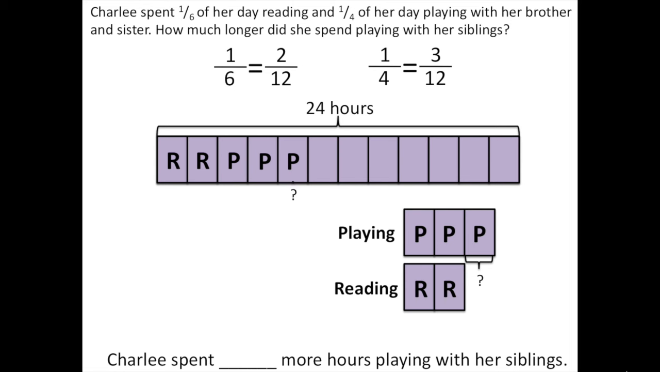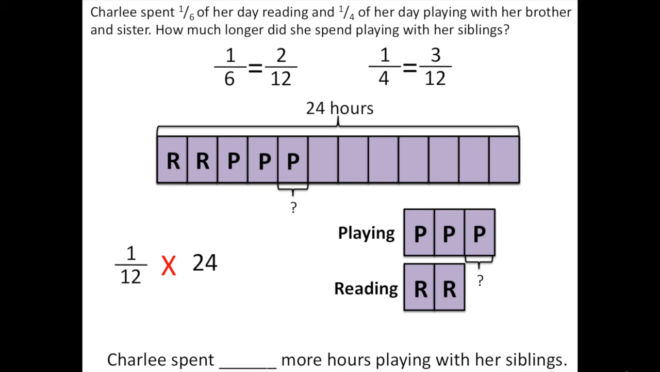So I can label that in my part-whole model. I'm labeling 1 unit of playing with a question mark. And now I can solve because I know what fraction I want to find. I want to find 1/12. And I want to find 1/12 of 24 hours to figure out how much extra time Charlie spent playing with her siblings. I know that of means times, so I can put in the times sign and solve.